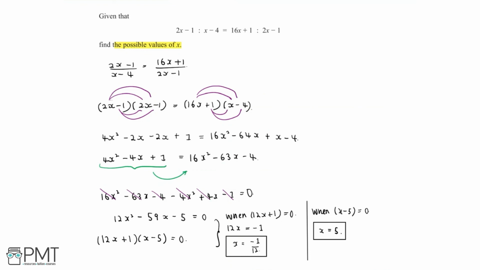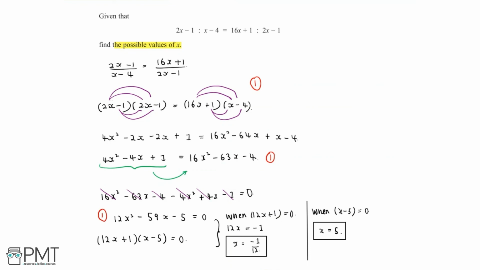Now this question is worth 5 marks, so let's take a look at where these marks are allocated. We get the first mark for writing the ratios as an equation by cross-multiplying. And so we said that 2x minus 1 multiplied by 2x minus 1 is equal to 16x plus 1 multiplied by x minus 4. We get the second mark for rearranging and for getting 4x squared minus 4x plus 1 is equal to 16x squared minus 63x minus 4. The third mark is for a process to rearrange this into a quadratic equation equal to 0. And so we ended up with 12x squared minus 59x minus 5 is equal to 0.